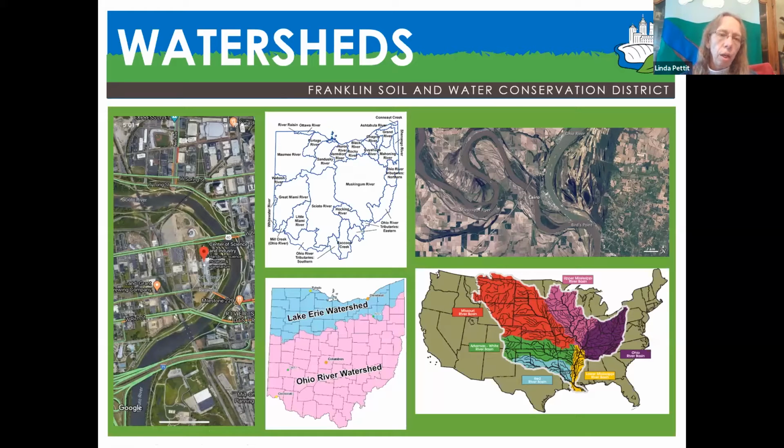So here you can see from the maps a little bit of how that all works out, and where we are and how it goes down to the Gulf of Mexico. The state is basically broken in 1/3, 2/3. The northern part of the state flows to Lake Erie. The southern part goes down to the Ohio River.